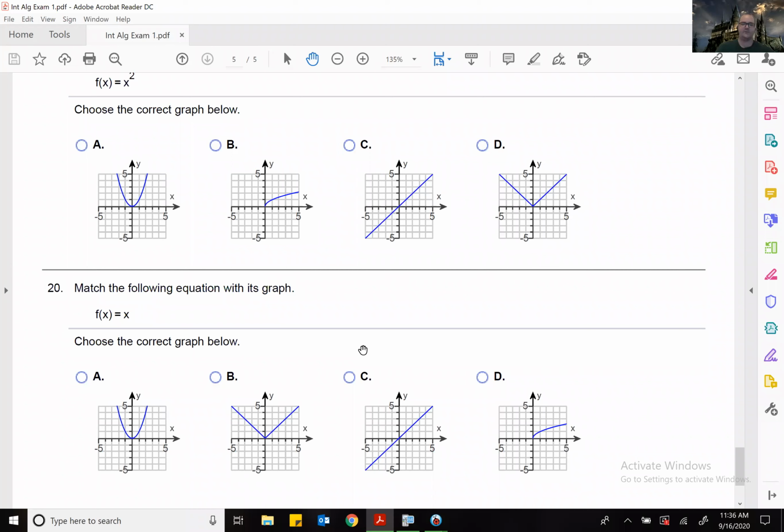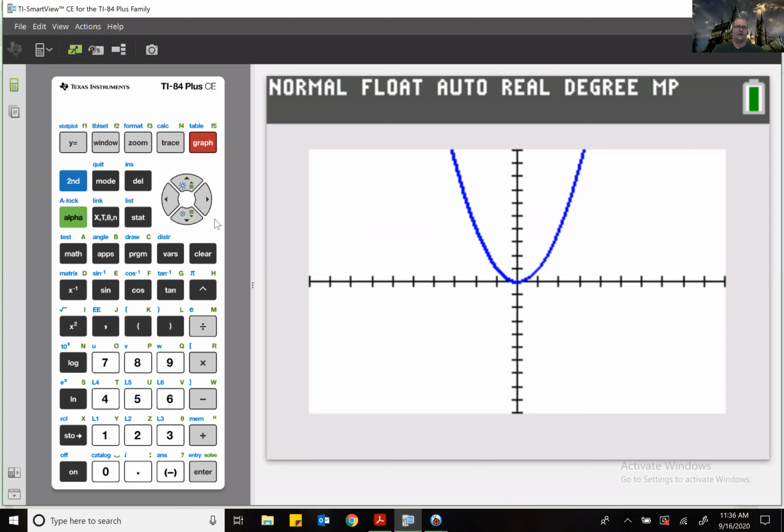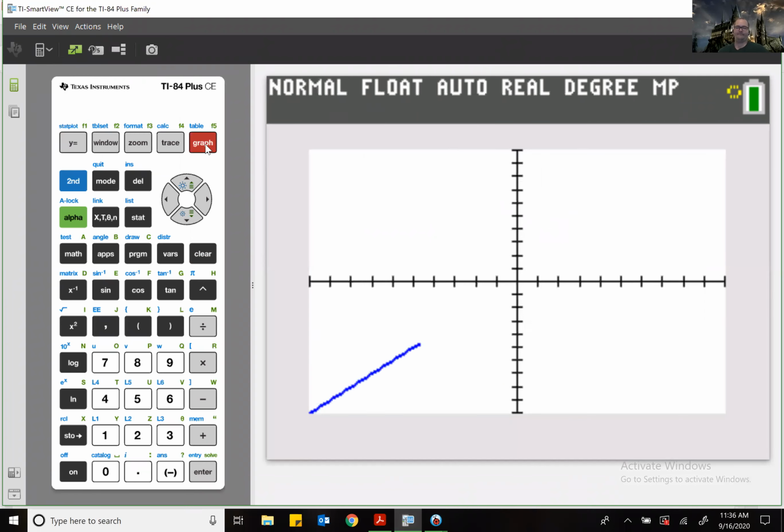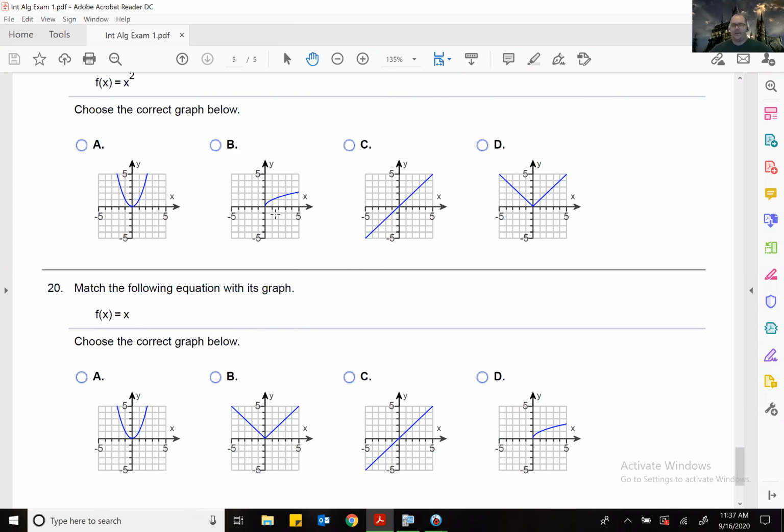And last but not least, they tell us number 20 is f of x equals x. Which graph below is that one? C. C. Yay. Because again, you can just go straight to your calculator and put x and then graph. There you go. Okay. And that is exam 1.